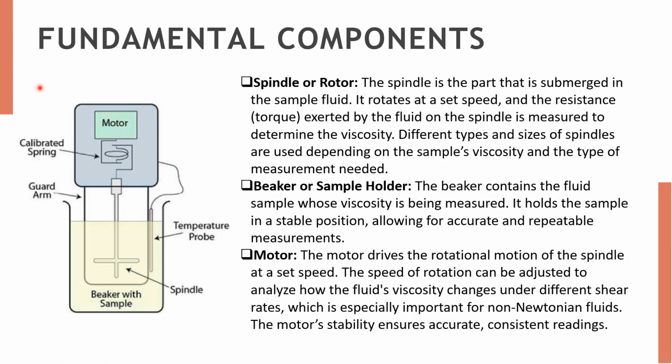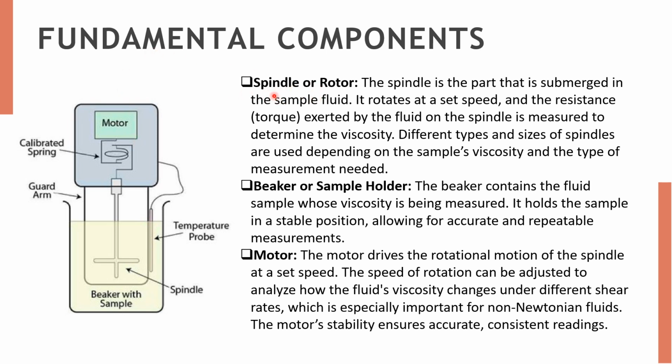So here in this picture you can see a general representation of a rotational viscometer. These are the components rotational viscometers generally consist of. The first one is motor, calibrated spring, guard arm, temperature probe, spindle, beaker with sample. In this picture another one is missing, that is the user interface. Now we will discuss these fundamental components one by one in detail.